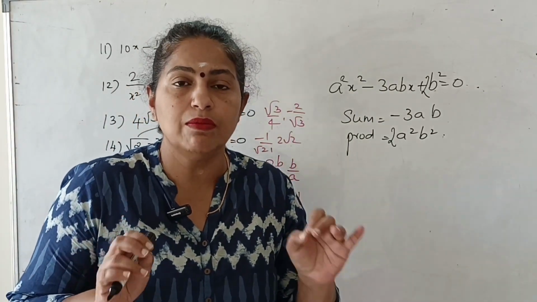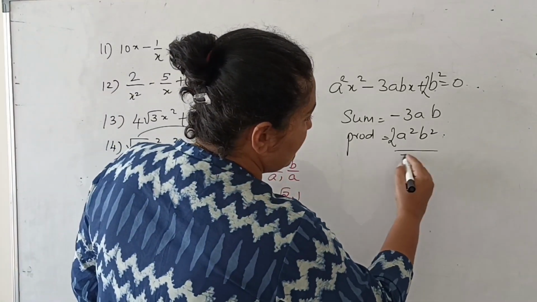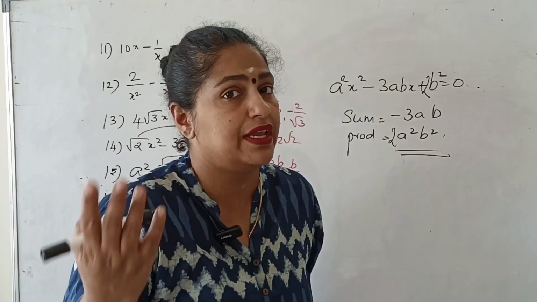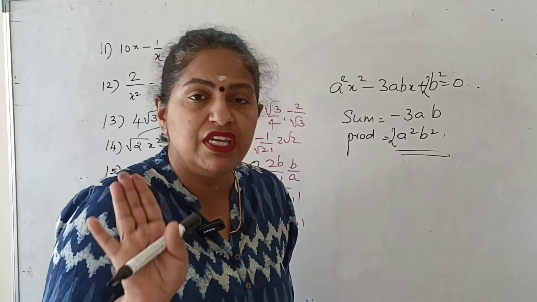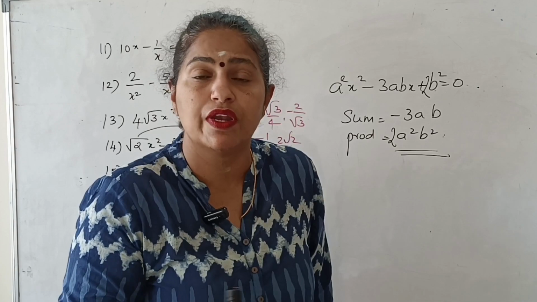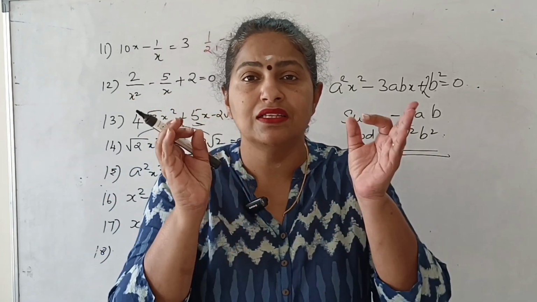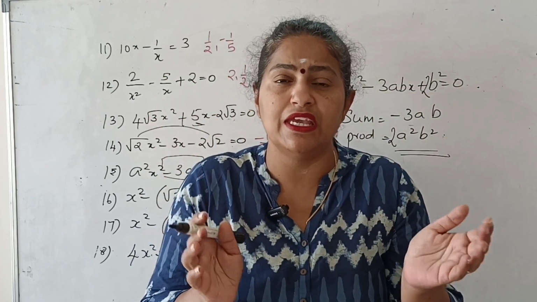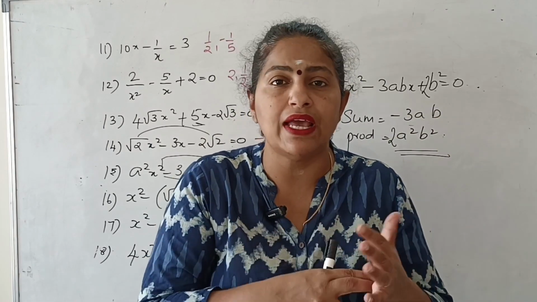Now slightly tricky because it is not numbers. How do you factorize this? 2a square b square can be factorized in multiple ways as a product of 2 and a square b square, 2ab and ab, etc. We need to find two factors, not only giving a product of 2a square b square. I also need to get a sum of minus 3ab, which means that the two terms that give me a sum of minus 3ab, each of them should have the ab term. Otherwise, you can't add.